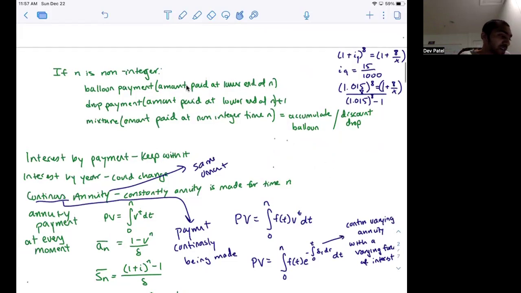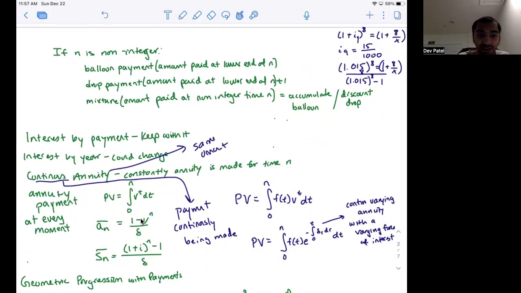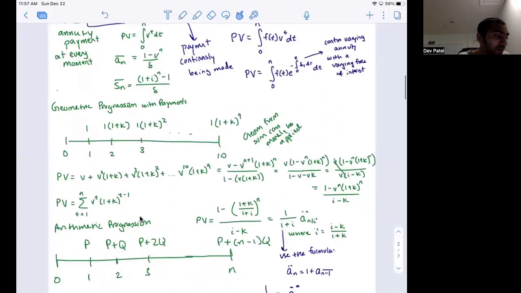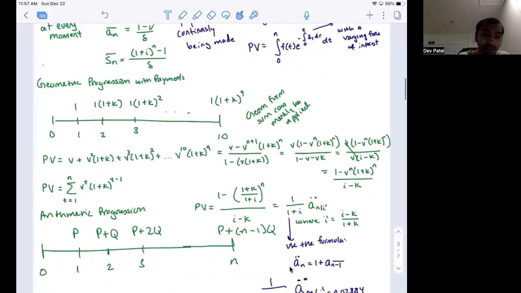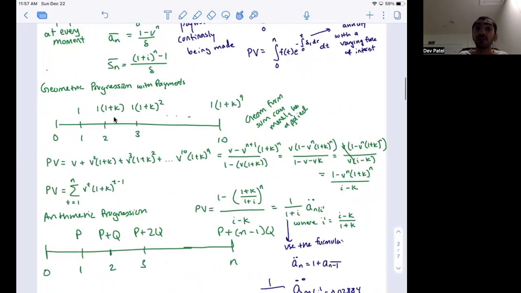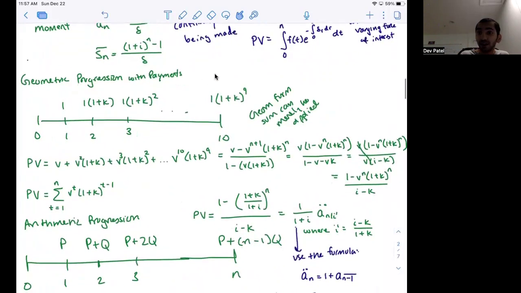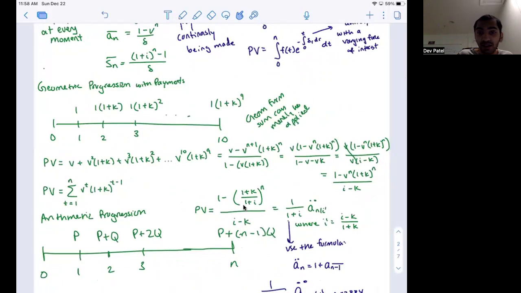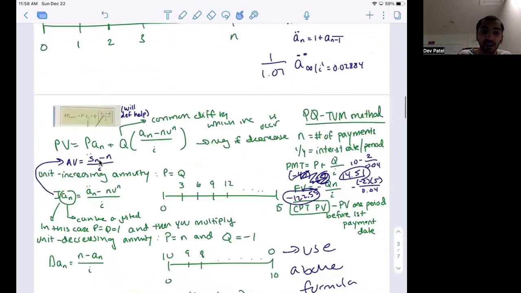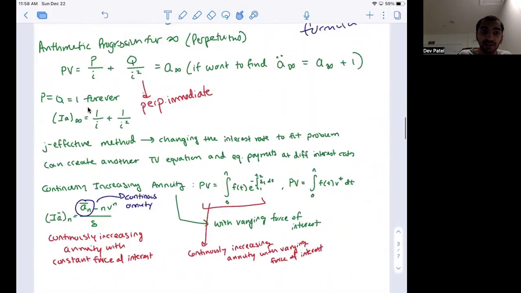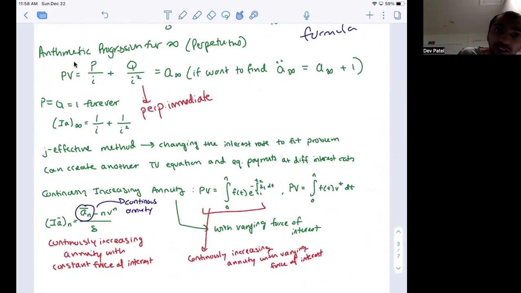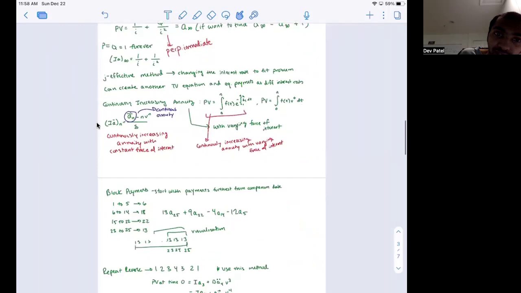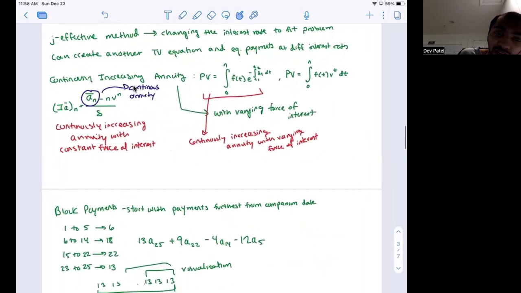And then we have continuous annuities, which you must internalize and memorize this formula as well. And then we have the formula for geometric progression. This comes up a lot. If it's a geometric progression with payments with n equal to infinity, or if it continuously goes on, then you can do 1 over i minus k and then multiply it by the payment. And then we have these different formulas here. Our arithmetic progression for infinity, P over i plus Q over i squared. This is for perpetuity immediate. And then we have a similar concept for continuously increasing annuities.